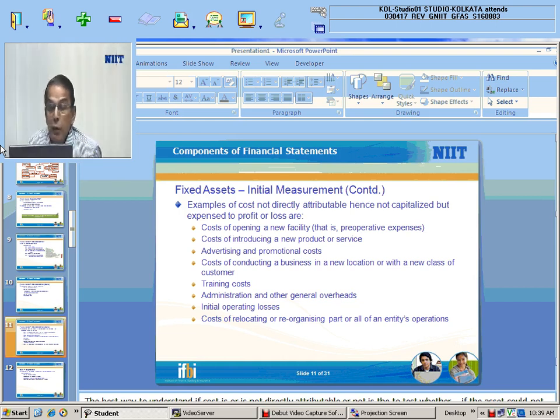Like cost of opening a new facility, that is preoperative expenses. Before a new facility is opened, some expenses are incurred. These are called preoperative expenses. That is not a directly attributable cost. Cost of introducing a new product or service. That is not a directly attributable cost. Advertising and promotional cost. These are not directly attributable costs. This cannot be capitalized. Cost of conducting a business in a new location or with a new class of customer. Again, it is not a directly attributable cost.